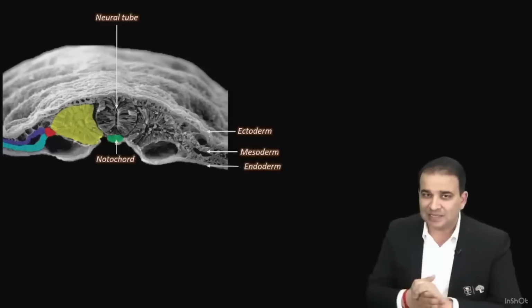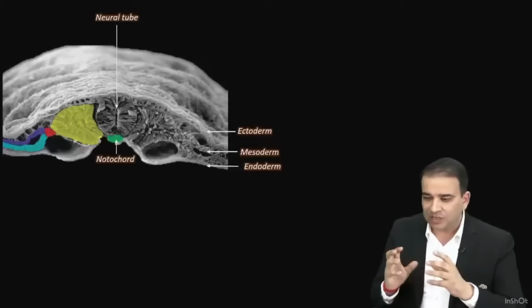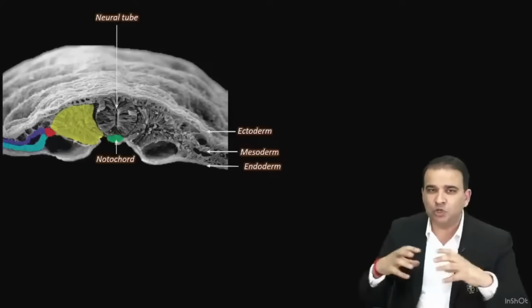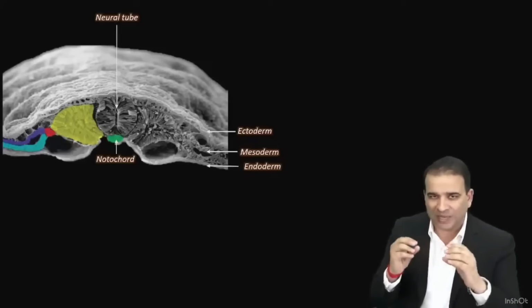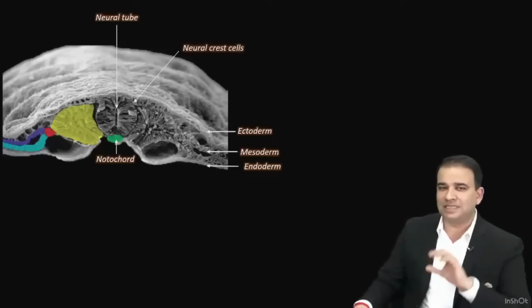The neural crest cells are also derived from the ectoderm itself. Now, we call them neural crest cells because they are present at the crest. And once the neural tube is formed, they are found squeezed between the neural tube and the ectoderm. So this is probably the side where you'll see the neural crest cells here.